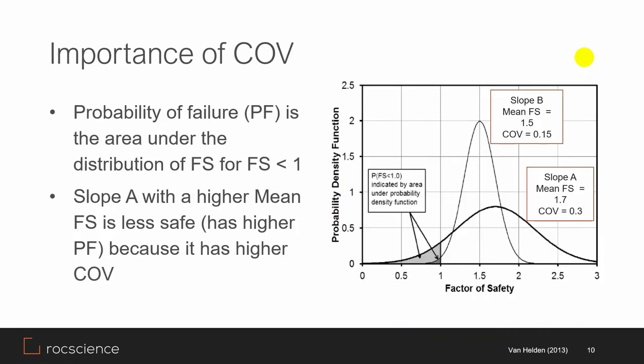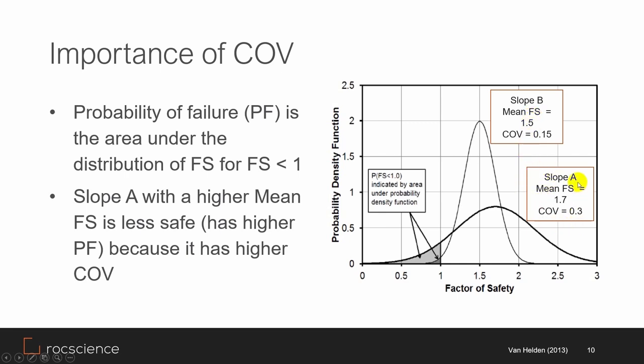Here is another example to show the importance of probabilistic analysis. We have two distribution curves of factor of safety, as you can see, for slope A and slope B. First, let's define the probability of failure. Probability of failure is defined as the area under the distribution curve of the factor of safety for the factors of safety of less than 1. As you can see here, we have light gray for slope A and dark gray for slope B. As you can see in this figure, slope A has a higher mean value of factor of safety, which is 1.7, and slope B has a mean factor of safety of 1.5.